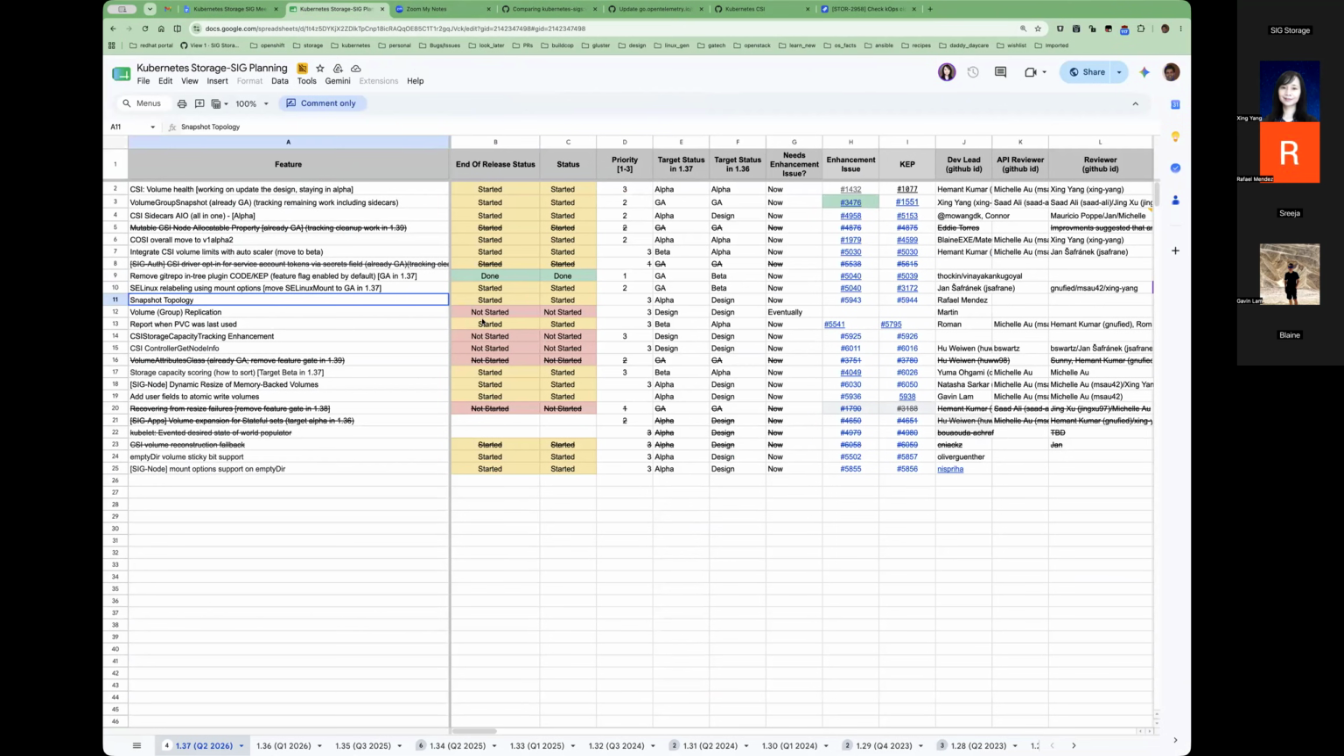Then we have snapshot topology. I think Rafael is here today. Hi. Yeah, the CSI spec PR has been out for a while, but I think there were some concerns. There's an open thread right now in the CSI Slack channel, but I haven't heard from Ben in a while. We were close, just talking about that earlier this week.